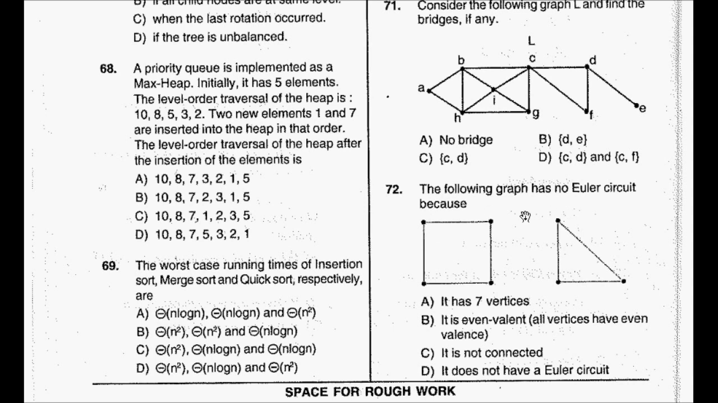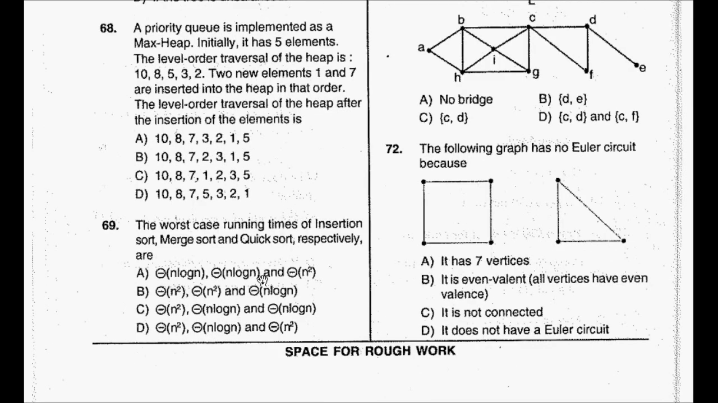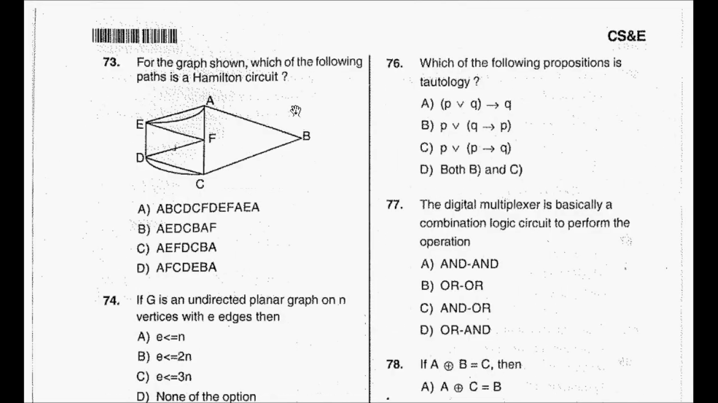Okay, so the following graph has no Euler circuit because it is disconnected; we need an edge to go through all the edges of this one, so it is not connected. Next is Hamiltonian circuit. We have to go to each vertex, that is A to E, E to F, F to D, D to C, C to B, and again A.